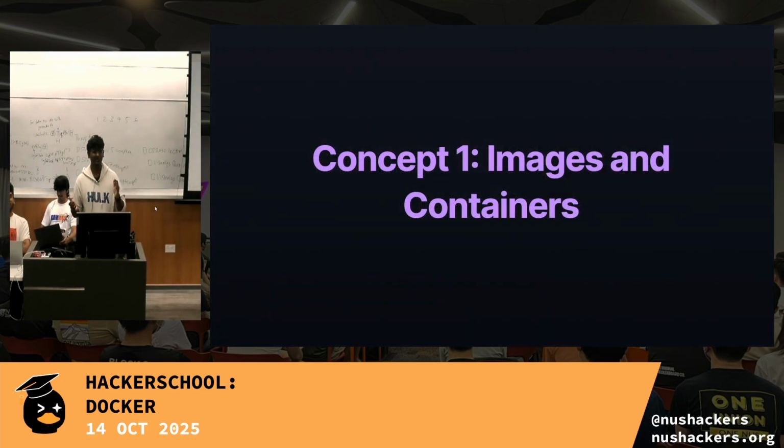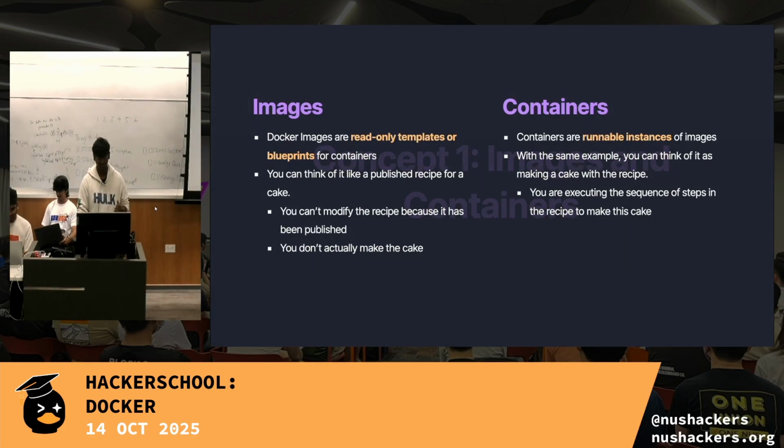Okay, so let's start with the first concept: images and containers. A Docker image is like a read-only template. The example I'll give you is a recipe. You can't modify the recipe once it's published, and you don't actually make the cake with the recipe itself. So it's just an image, a template, a configuration. It's like you take a snapshot of an application, and that is a Docker image. Literally taking a snapshot of your application.